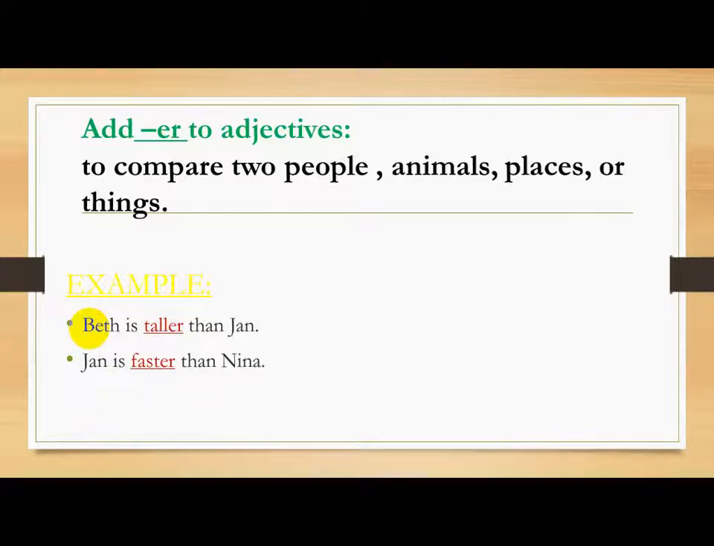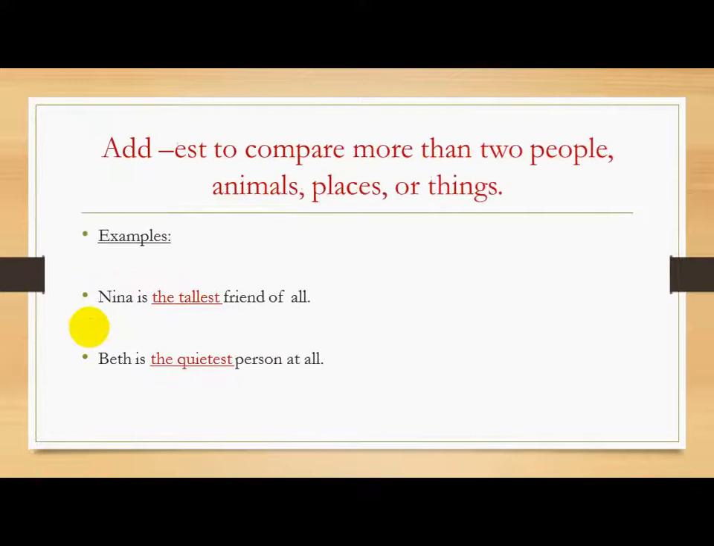Again, if I want to compare between two people, two animals, two places, or two things, anything, I should put er to the adjective, then the adjective should be followed by than. Like Jan is faster than Nina. Here I'm comparing between Jan and Nina, so I should put er to the adjective and it should be followed by than.